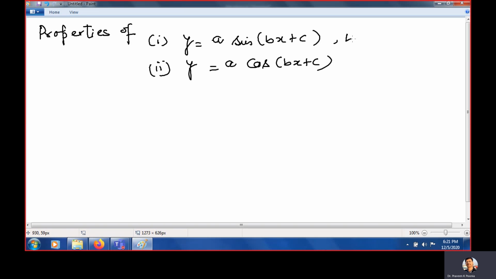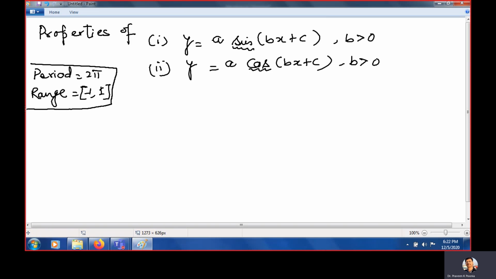One more thing here: b is greater than 0. b cannot be negative. If b is negative, the other values change. No problem, b is positive, remember. One thing I want to tell you about sine and cosine is their period and range. The period of both is 2 pi and the range is -1 to 1. These two things you need to remember about sine and cosine every time.